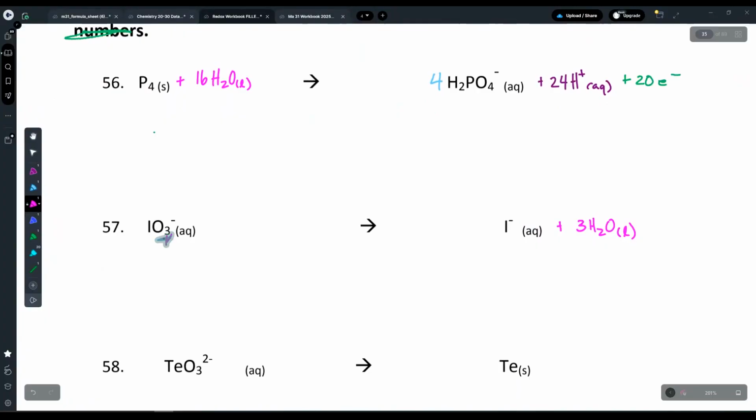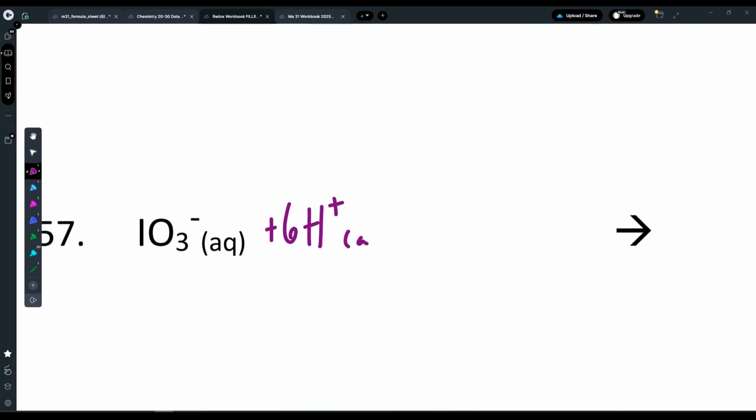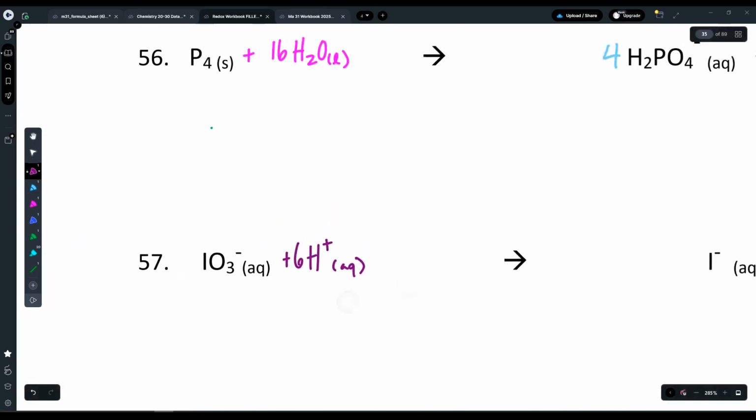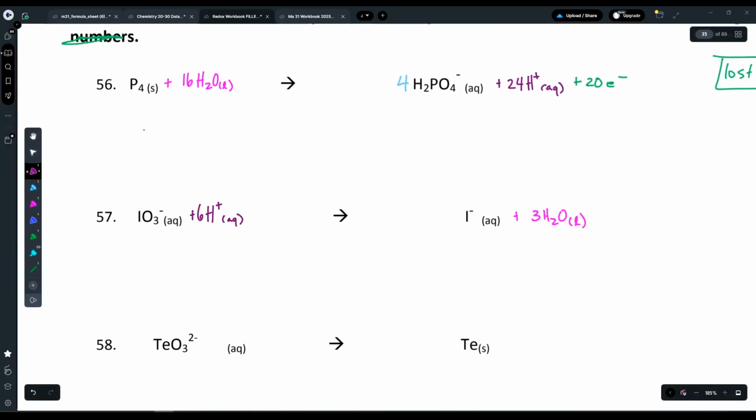Okay, so now that I have 3 oxygens both on the reactant and product side, now I'm going to balance the hydrogens here. So with the hydrogens, I've got 3 times 2, so I've got 6 hydrogens on the product side, so I need 6 hydrogens on the reactant side, and what I'm using to balance the hydrogens is H+ ions. Okay, so now I have 6 hydrogens both on the reactant and product side, so that's good.